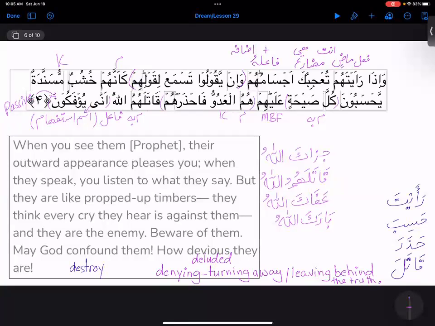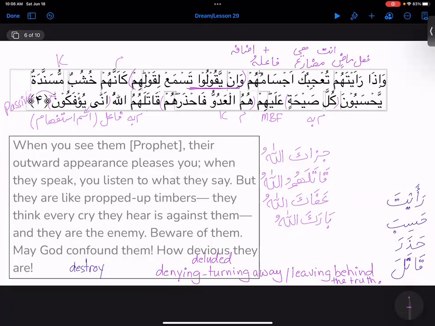Next is coming, when we have fi'l mudari', mansoob and majzoom. Because you see that in the next ayah it says وَإِن يَقُولُوا. So what's going on over here?